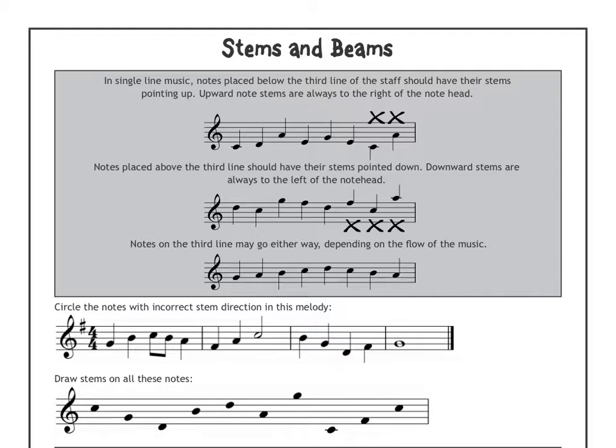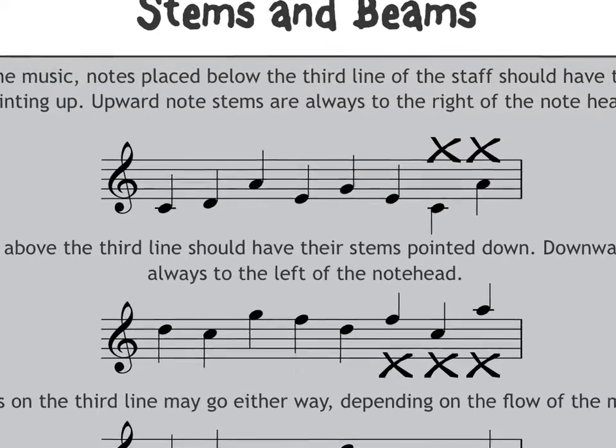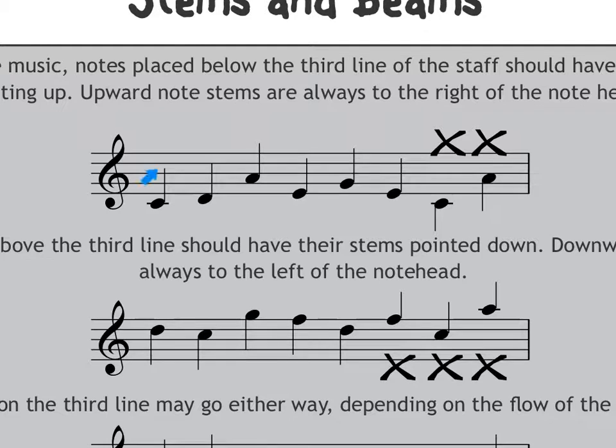In single line music, notes placed below the third line of the staff, so below the middle, below this guy right here, should have their stems pointing upward. Upward note stems are always to the right of the note head. You'll notice that all of these notes down here are on the lower half of the staff. Let me just zoom in a little bit here. You'll see that here's the middle line. All the notes here are below the middle line, so we put the stems pointing up.